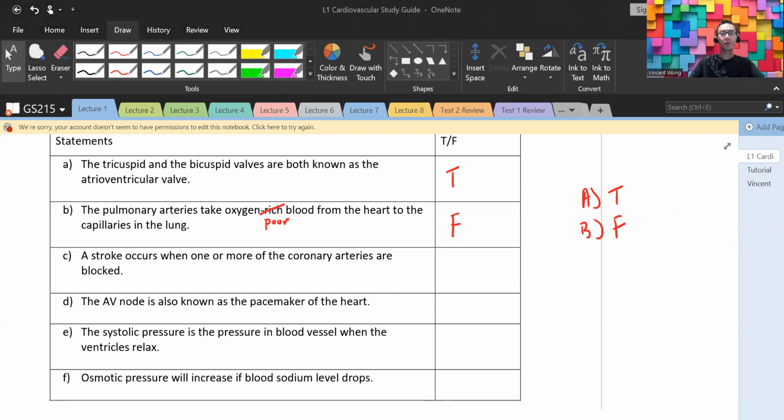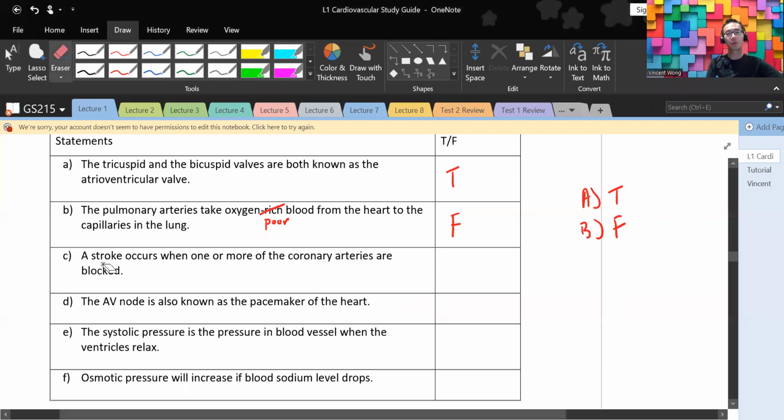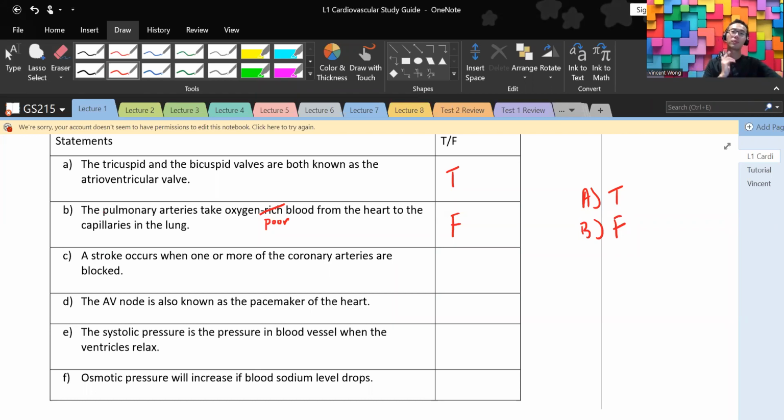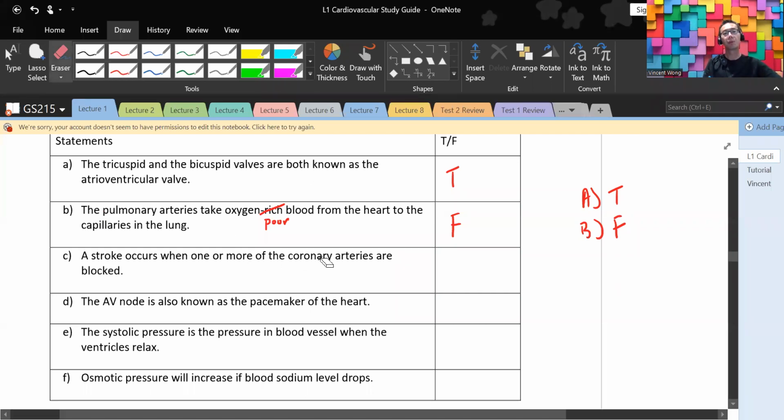Okay, a lot of people say true, but actually this is not true. A stroke is when you have a clot in the brain, right? Not necessarily the carotid artery. It could be the carotid artery, but it could also be some vessel in the head. If you block the coronary artery, you're going to have a heart attack. And the fancy term for heart attack is MI, myocardial infarction. Right, so this is false. Okay, now you know.